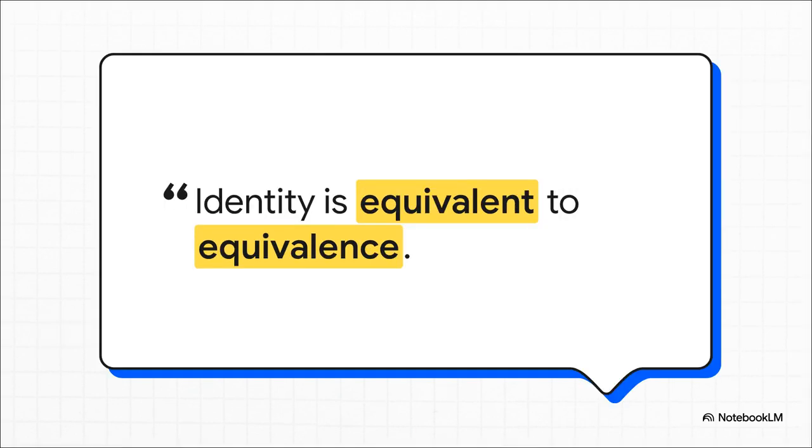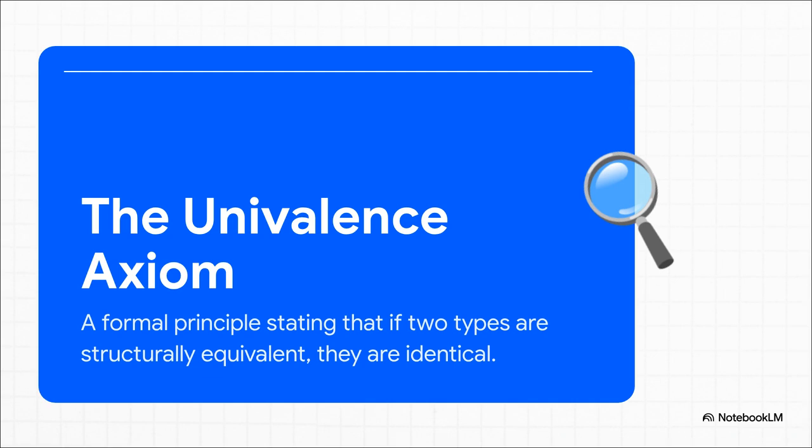Identity is equivalent to equivalence. This simple little phrase is the philosophical core of it all. What it means is that if two mathematical structures behave in exactly the same way, if they're equivalent, then we can just stop treating them like they're lookalikes and declare them to be truly, fundamentally identical. The Univalence Axiom is what turns that philosophy into a formal law. It's the engine that drives the entire system. It basically gives us permission to swap out any structure for an equivalent one, and we know that the mathematical truth is still going to hold.